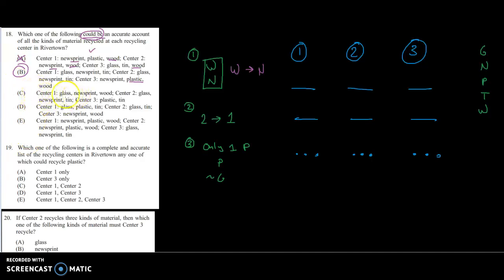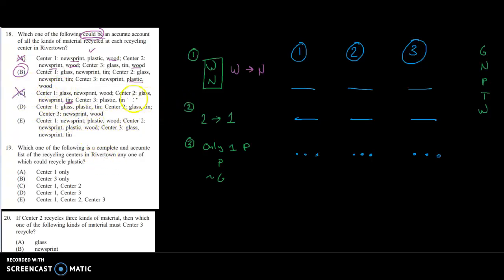But let's look at this. Let's see what the contradiction is with C. What's the problem? Well, remember, our rule 2 is whatever's in 2 has to be in 1. 2 has glass, newsprint, and tin. There's no tin in center 1. We're out. What about D?